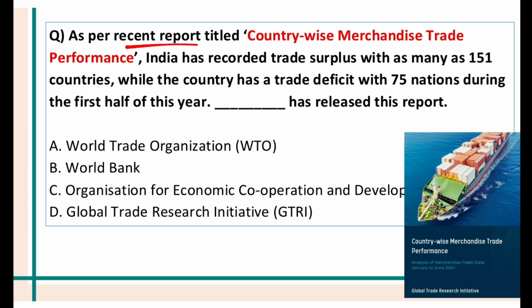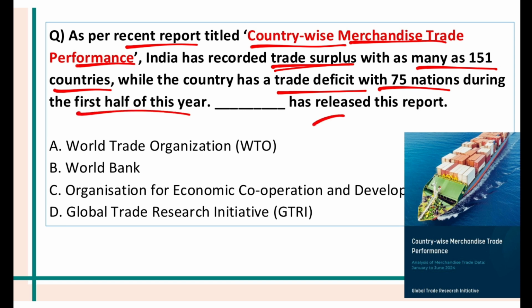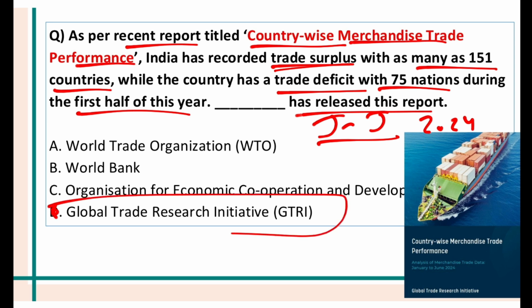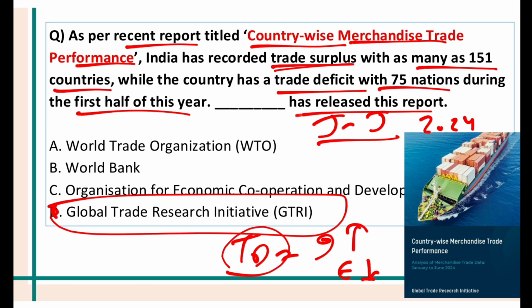As per a recent report called Country-Wise Merchandise Trade Performance, India has recorded a trade surplus with as many as 151 countries, while the country has a trade deficit with 75 countries during the first half of this year, that is from January to June 2024. Now, who has given this report? This is a report given by the Global Trade Research Initiative, GTRI. Trade deficit means if with some country we are importing more and exporting less, then we are in a trade deficit. Whereas if we enjoy more exports with a country than imports, then we are in a trade surplus. So with 151 countries, we have a trade surplus.